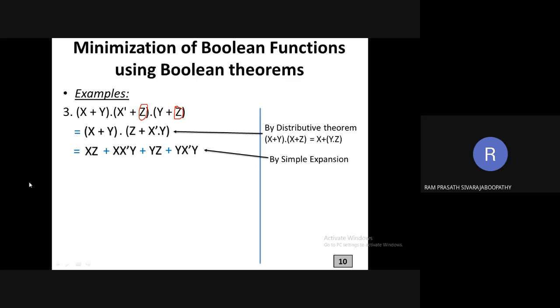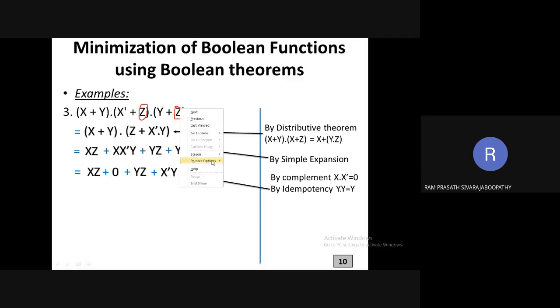See which terms get cancelled here. x·x̄ becomes 0. Okay, then what can we do here: y·y becomes y. So it will be like this: xz + 0 + yz + x̄y. Do you understand how this expression came? It is y·x̄·y. So y·y is equal to y. So we simply wrote x̄y. That's it. So now xz + yz + x̄y.